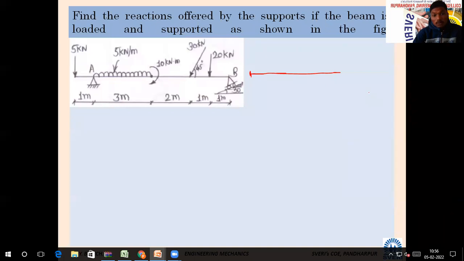Which type of beam? This problem is also from the university exam. It was asked in the university. Which type of beam is this? Overhanging. You can see the leftmost 5 kilonewton force is applied beyond the support.